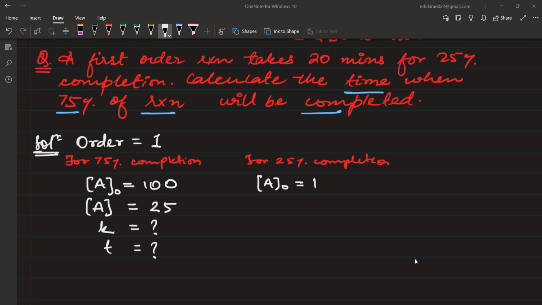A naught is equal to 100. Very good. When it is 25% complete, what is the concentration of A? 75. Yeah, very good. And the K is given? बताइए फर्स्ट केस के लिए K दिया है क्या? नहीं, टाइम दिया है. Time is 20 minutes. First order. ओके, टाइम इज 20 मिनट्स.